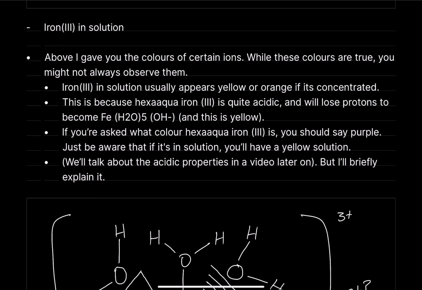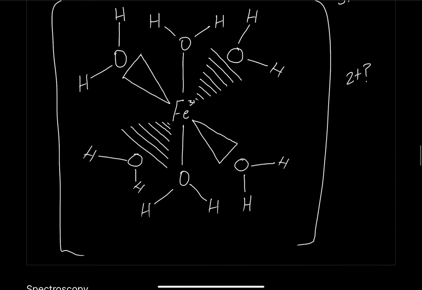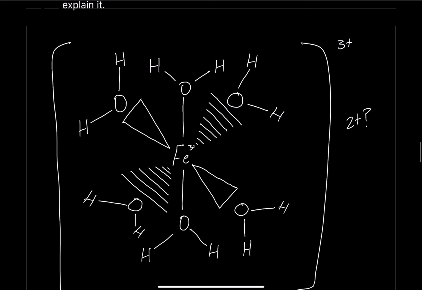it appears as more yellow-orangey, because, and I'll show you a little bit on a small scale what's actually going on here, it's going from iron 3 hexaaqua to [Fe(H2O)5OH]2+, because it's losing a proton here. I'll talk about the acidic properties in more detail in a later video, but I'll briefly explain it here. So this is the iron 3 hexaaqua.